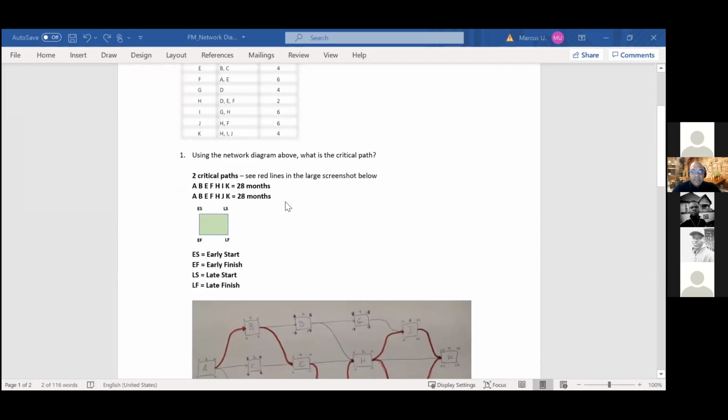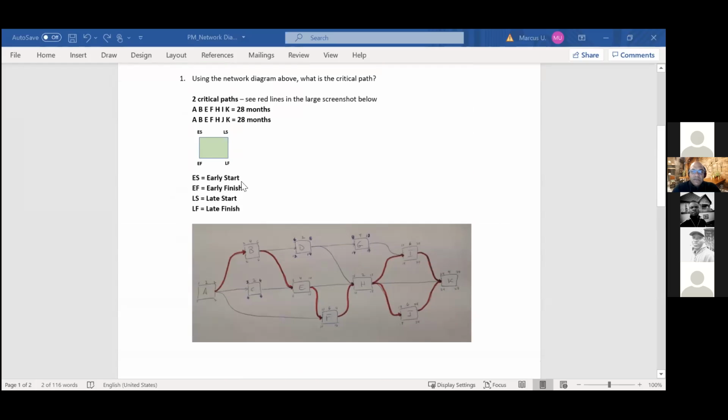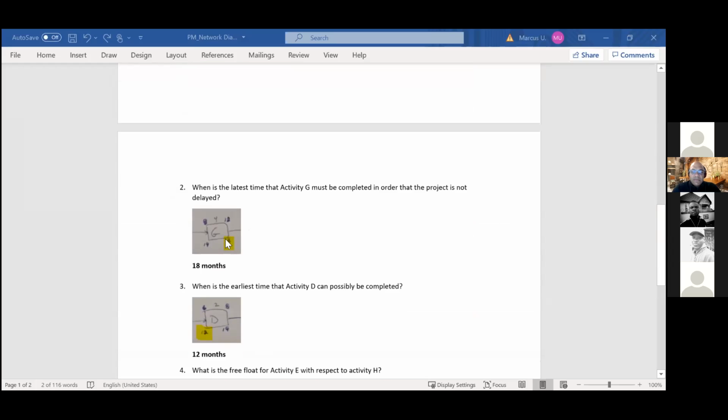So let me see now, back to question number 2. Okay. So when is the delayed time that activity G must be completed in order that the project is not delayed? So we have late finish here is 18 months. As you can see, I did a screenshot of G, and it shows, I highlighted in yellow here, 18 months, right? So that's the latest time that you can complete activity G. That's the late finish, right?